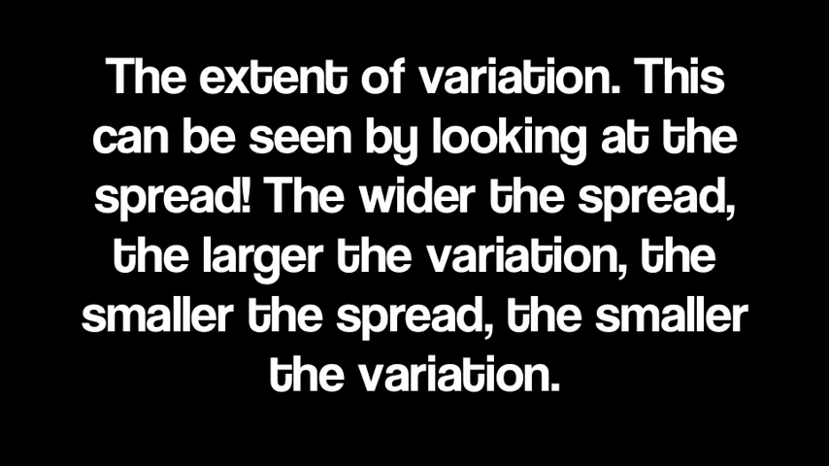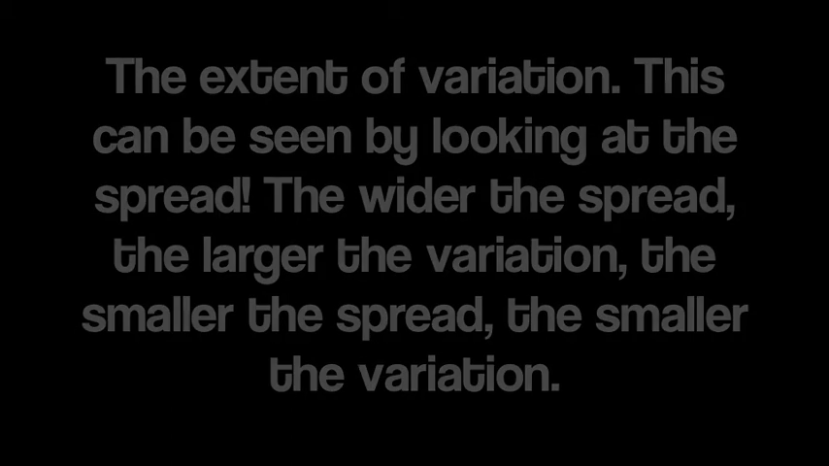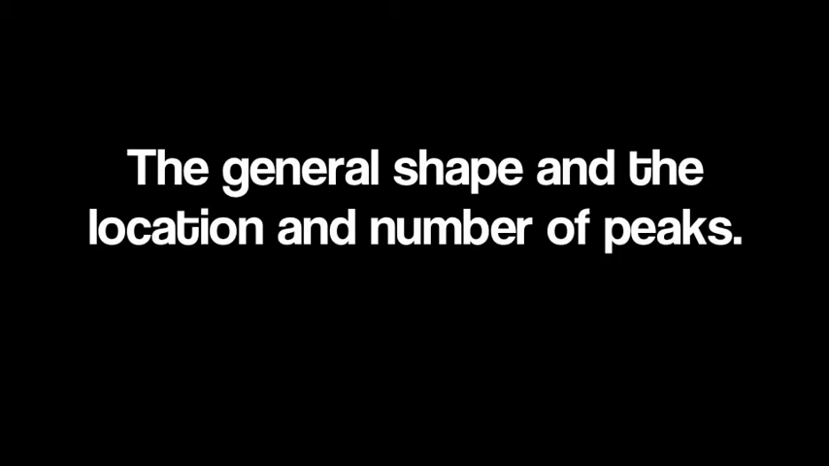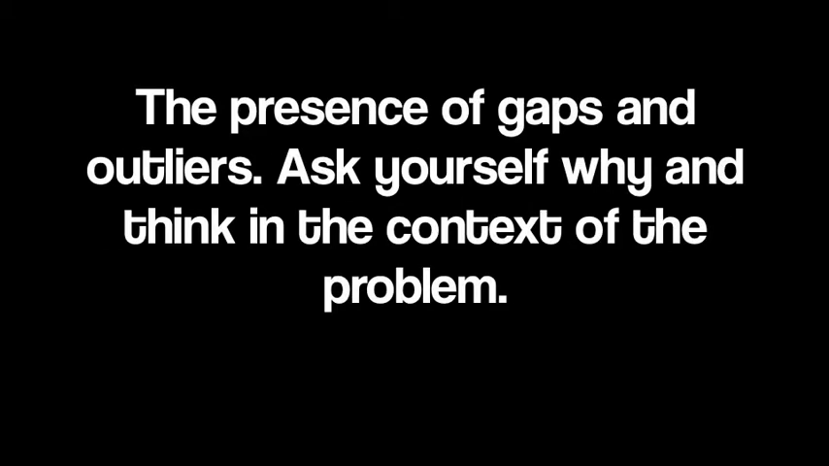Now that we have graphed our data, what are we looking for? Look for the most popular value, which is indicated by the tallest rectangle. Next, look at the spread to observe the variation. The larger the spread, the larger the variation. Observe the general shape of the graph and the location and number of peaks. If you see any gaps or outliers, ask yourself why, and answer that question by looking at the context of the problem.